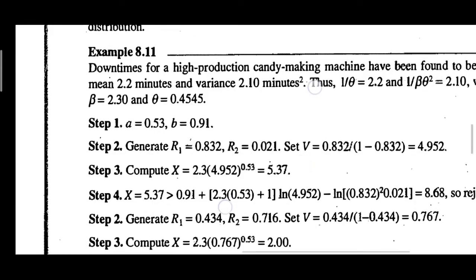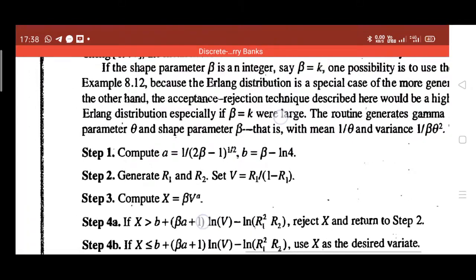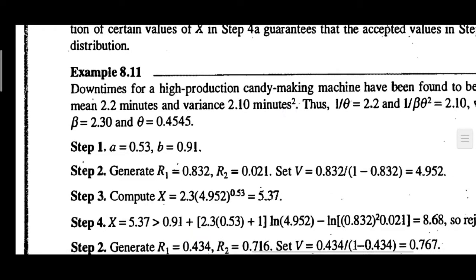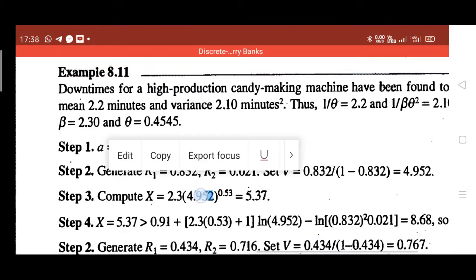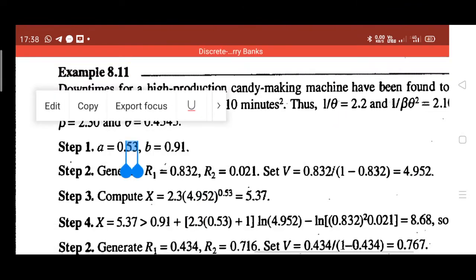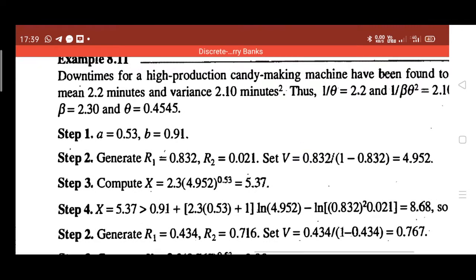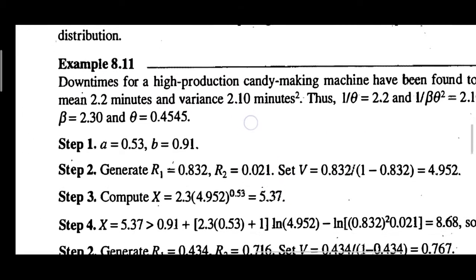Go for step 3, compute x. Use the formula. What is the formula in step 3? X equal to beta into v to the power a. Beta is what? 2.3 we are getting, right? Beta is 2.3, into v. What is v? V is computed as 4.952, right? To the power a. What is a? 0.53. So 2.3 into 4.952 to the power 0.53. Use the scientific calculator, and we obtain the result 5.37. That is the value of x.